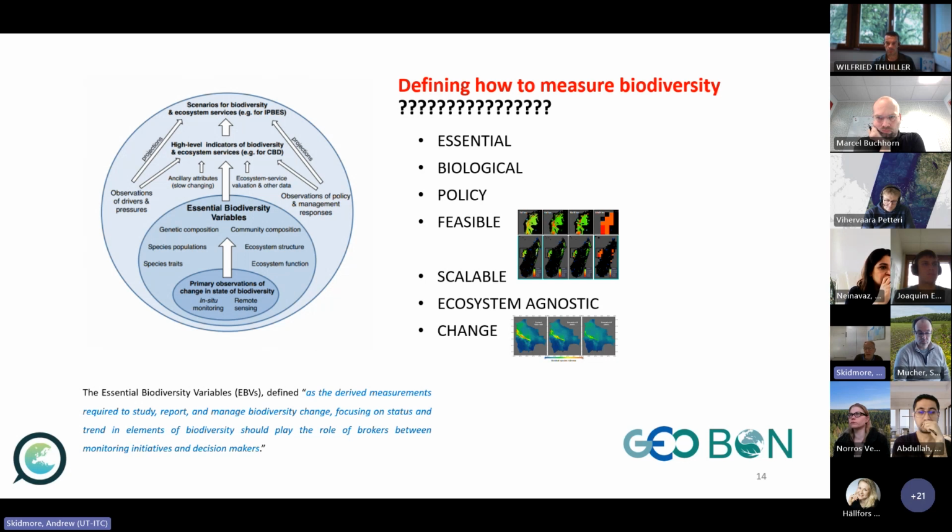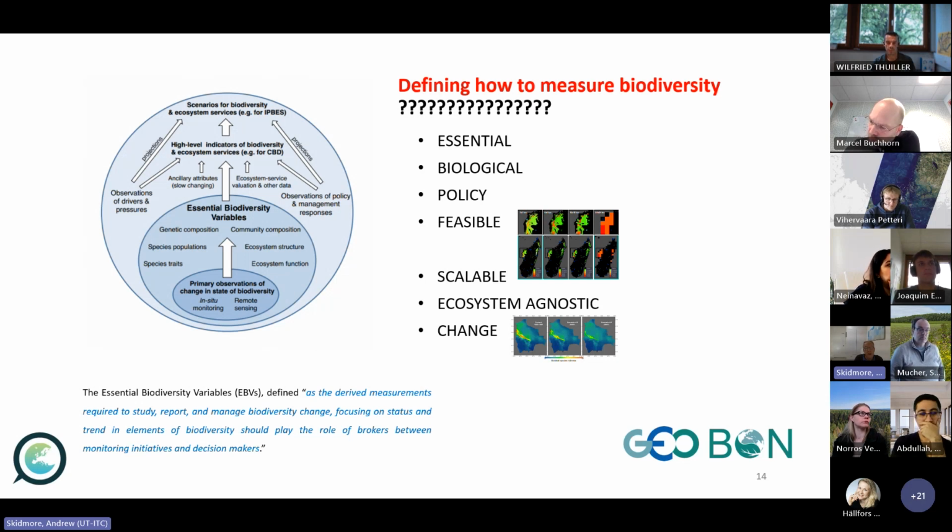They should be ecosystem agnostic. That is, ideally, it should work everywhere, whether you're in the ocean or freshwater or terrestrial. So what would be an example of that? Something like chlorophyll would be something that's ecosystem agnostic. You can measure that biological variable across all these. And it should be able to be looking at change. How are things changing so we can monitor it?